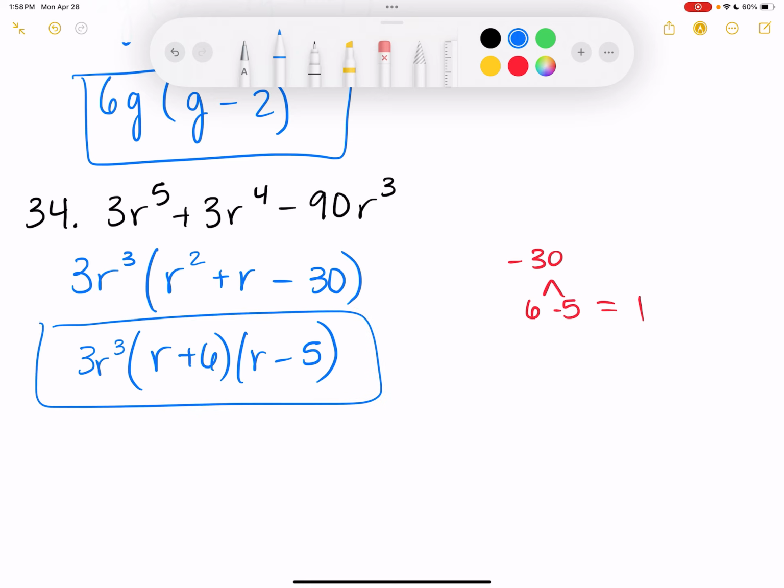No need to say it out loud. R plus 6, R minus 5. There's no need to scream it out loud. I'm not that dumb. Why didn't I listen the first time? Yes.